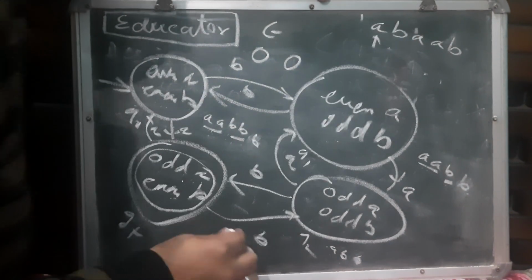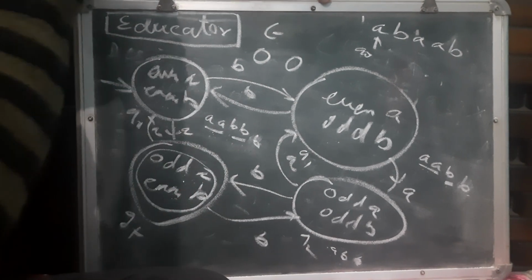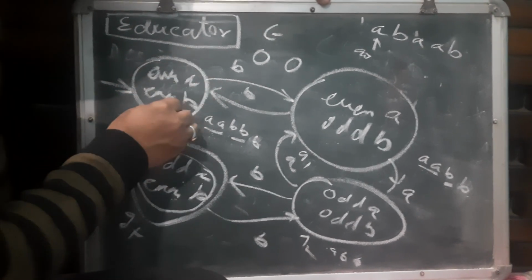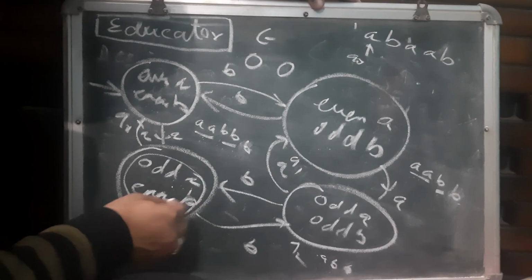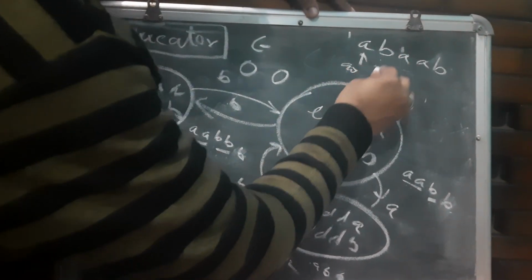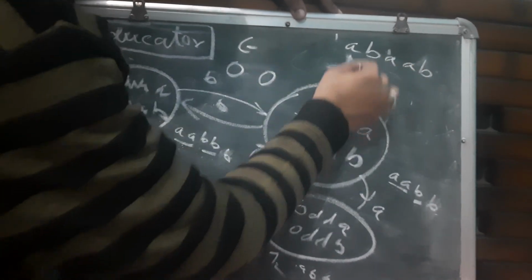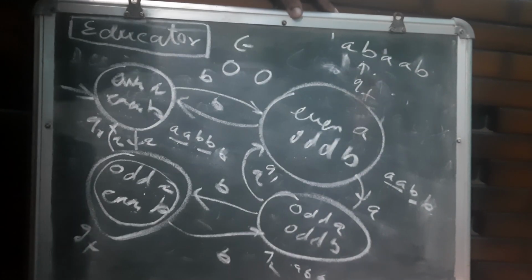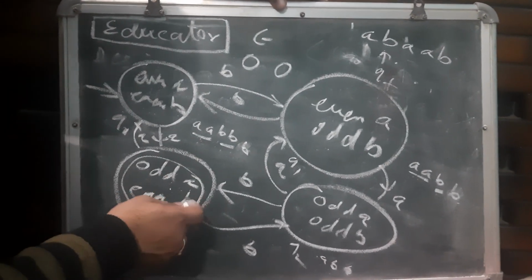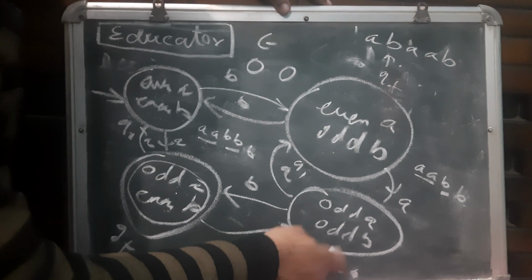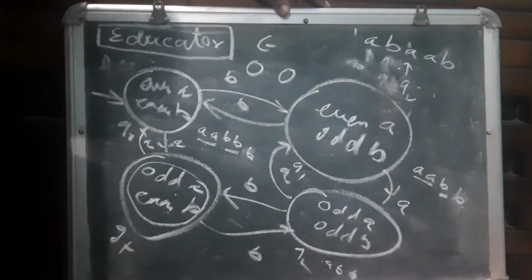We start from the initial state Q0. Current input symbol is A. On processing A from the initial state Q0, we go to the state odd A, even B, which is state QF. So we come onto state QF, and the input pointer is moved ahead. Now from this state QF, we have to process B. On processing B, we go to the state Q2, which is odd A, odd B. So we move the input pointer one position ahead, and the state is now Q2.